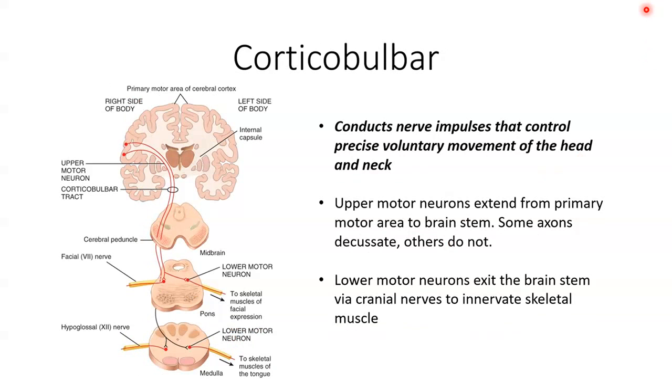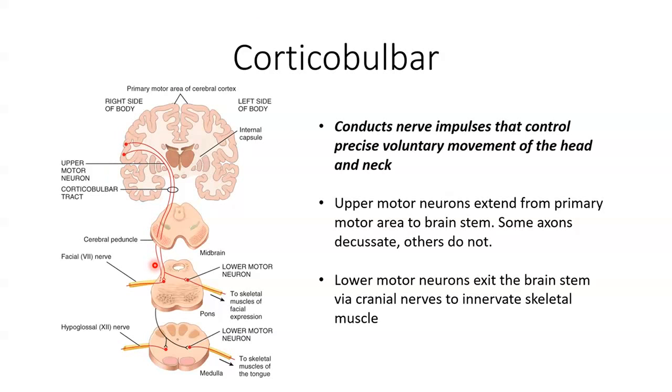The other pyramidal tract is our corticobulbar tract. So this conducts the nerve impulses that control precise voluntary movement of the head and the neck. The upper motor neurons of the corticobulbar tract extend from our motor cortex again into the brainstem.